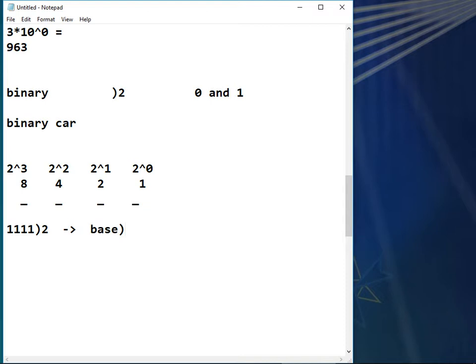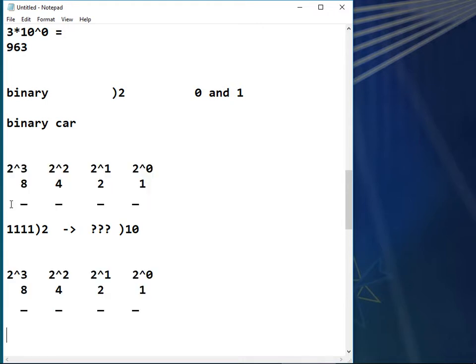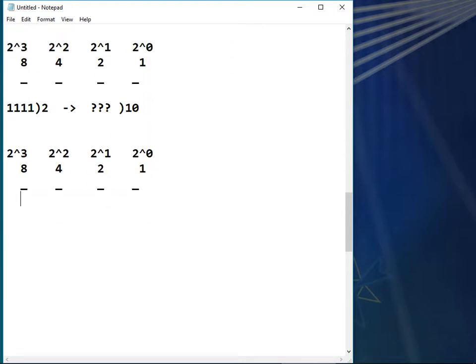I will get back to this though. Convert that to base 10. Maybe I won't. Why don't we just talk about it right now? So I have 1, 1, 1, 1. I'm going to copy this stuff and paste it so that I can put my 1, 1, 1 underneath it. That's a 1. That's a 1. That's a 1. And that's a 1.